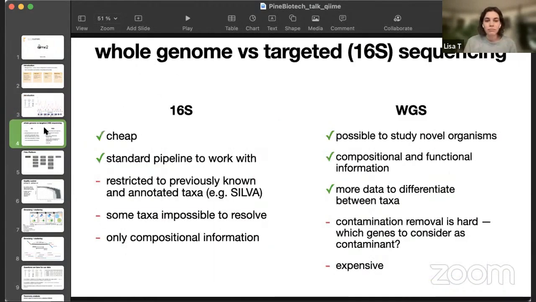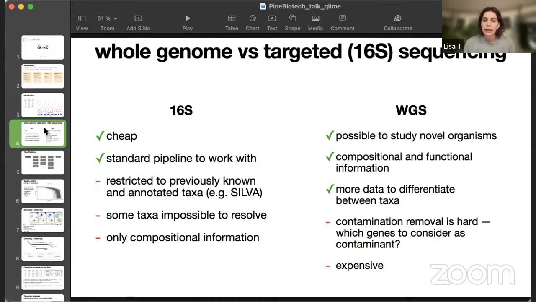So 16S or target sequencing or amplicon sequencing, it's cheap compared to whole genome sequencing. It's pretty standard. We already know all the primers, so it's easier to conduct. But it's restricted to previously known and annotated taxa, and sometimes it's not enough to differentiate between the samples. Also, we only get the compositional information. We don't know any functions that are done here.